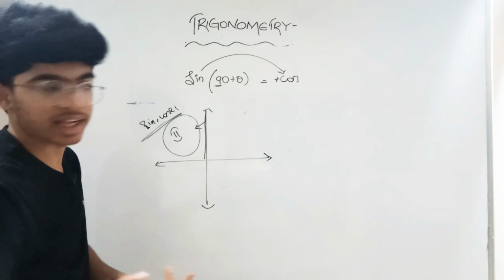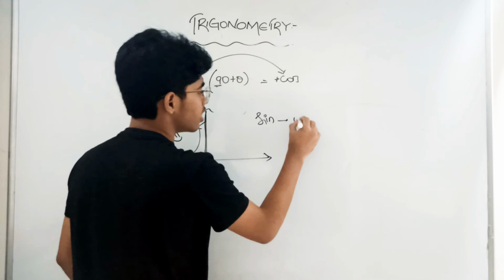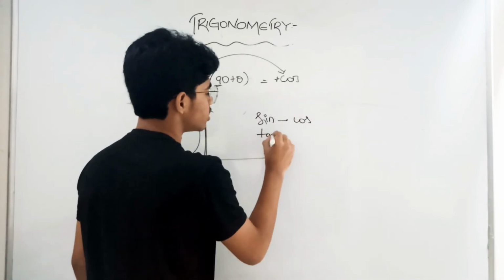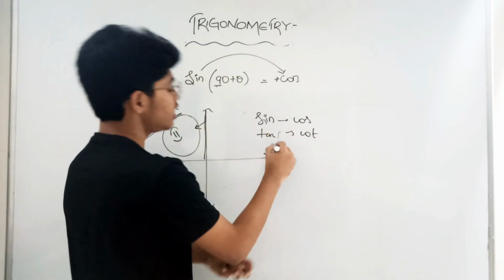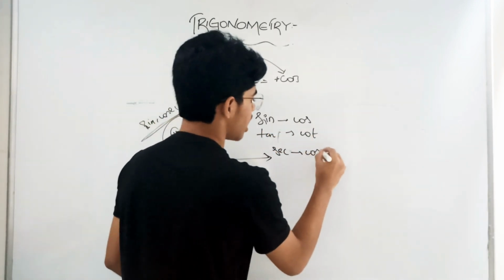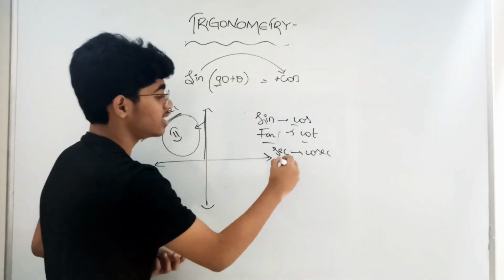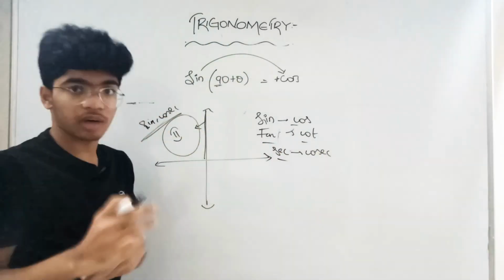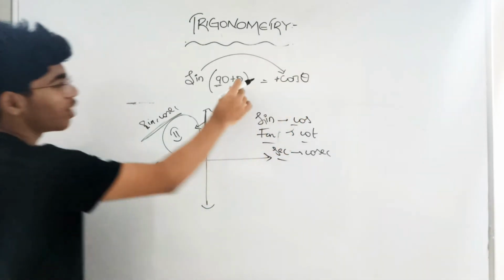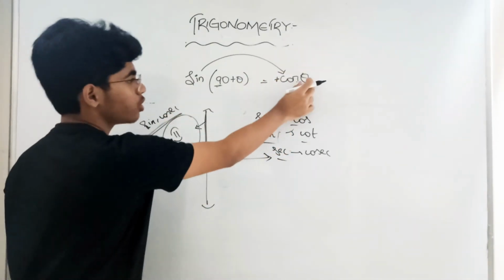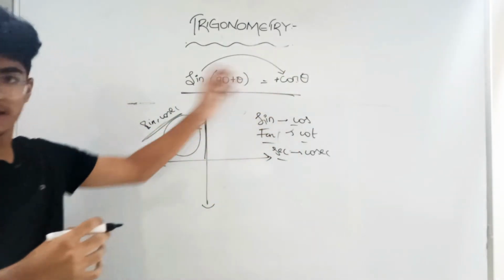We have some opposite values: if this is odd, then sine converts to cos, tan converts to cot, and secant converts to cosecant. Sine and cosine, tan and cotan, secant and cosecant, everything converts to co. So this is cos theta. Whatever may be the value in the theta place, that is equal to cos theta. So we got this, and the rest is the same.